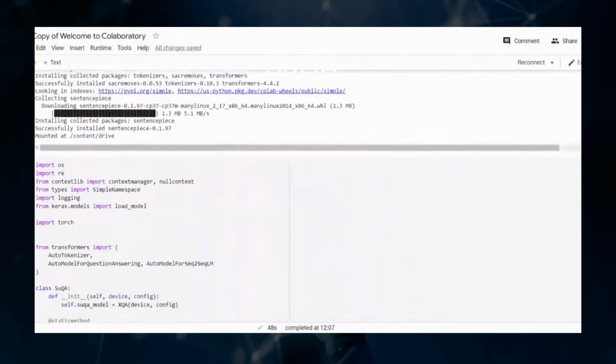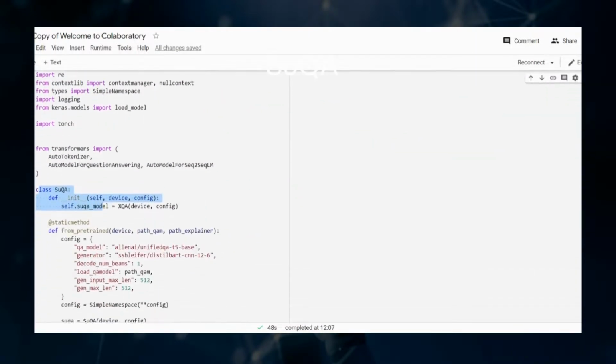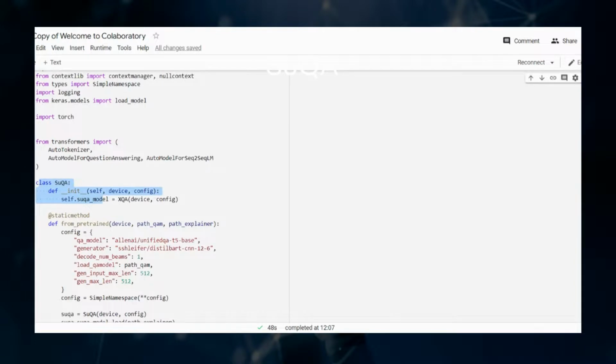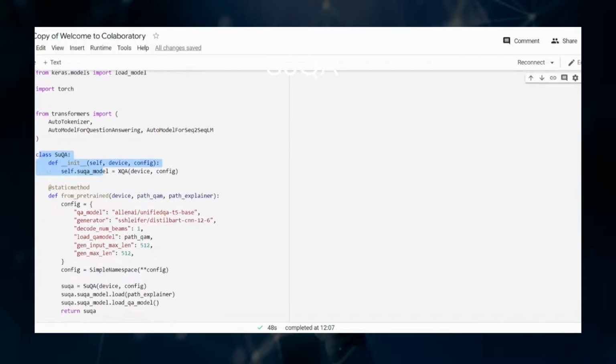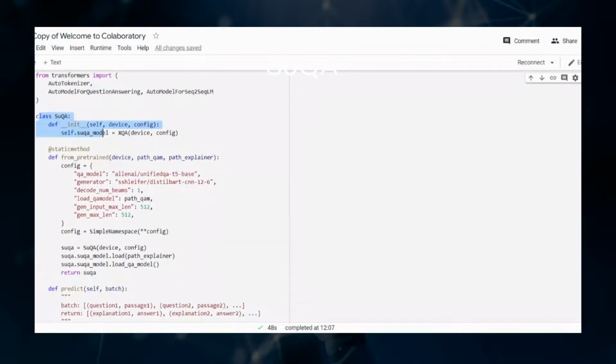So SUQA is a baseline model. We generally contextualize all the results for the other pre-training models. So it generally augments the QA model with the AX model to generate the concise explanations.